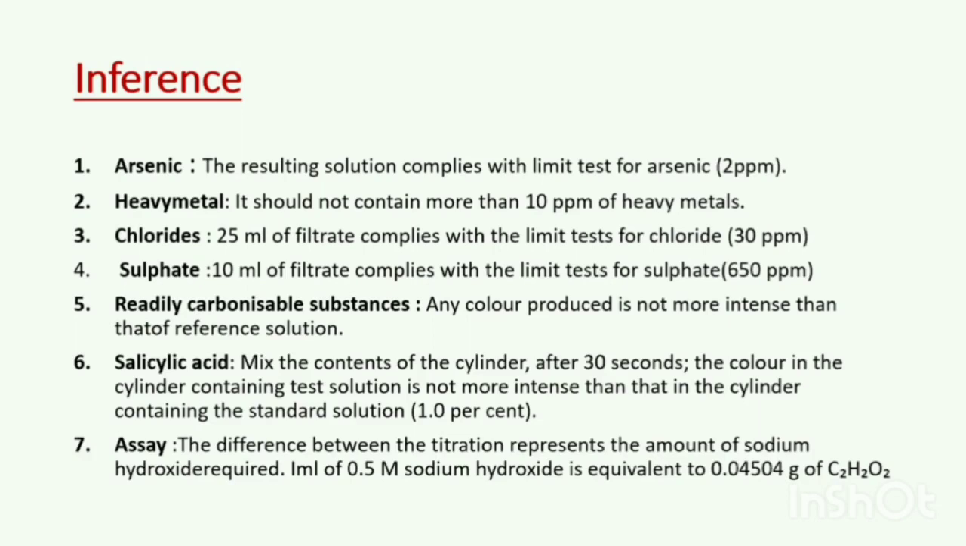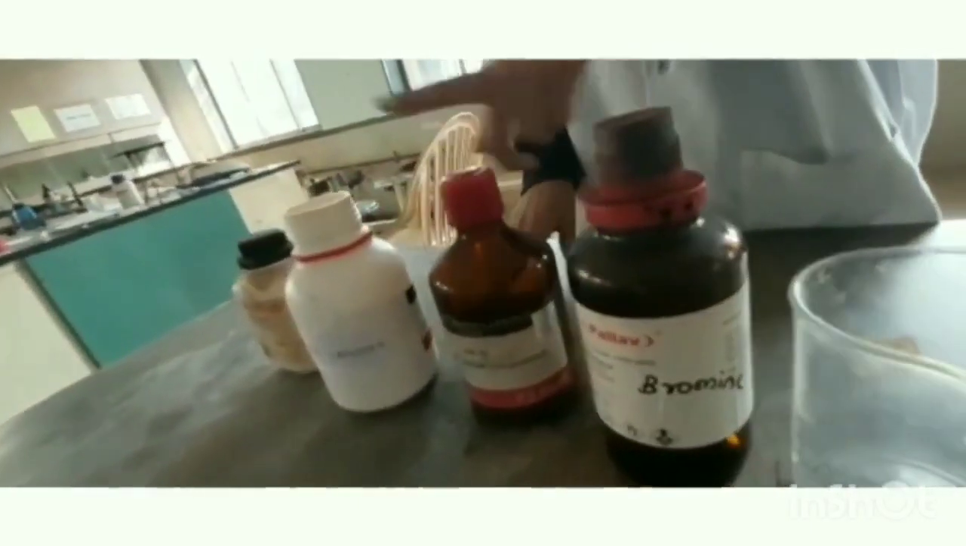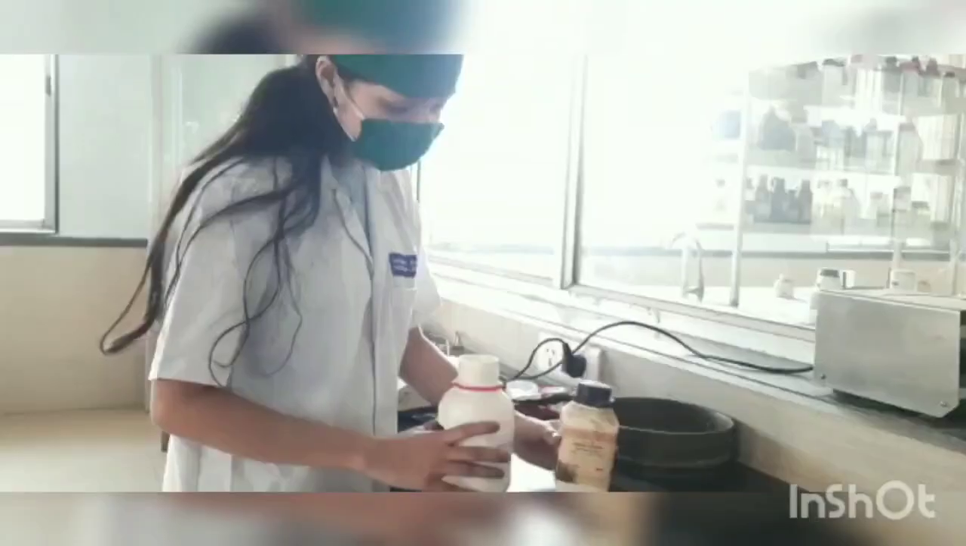Salicylic acid. Mix the contents of the cylinder; after 30 seconds, the color in the cylinder containing the test solution is not more intense than that in the cylinder containing the standard solution, 1%. Assay. The difference between the titrations represents the amount of sodium hydroxide required. 1 ml of 0.5 M sodium hydroxide is equivalent to 0.04504 gram of C9H8O4. We should take the beaker, measuring cylinder, test tube, spatula, bromine water, anhydrous carbonate, arsenic acid.